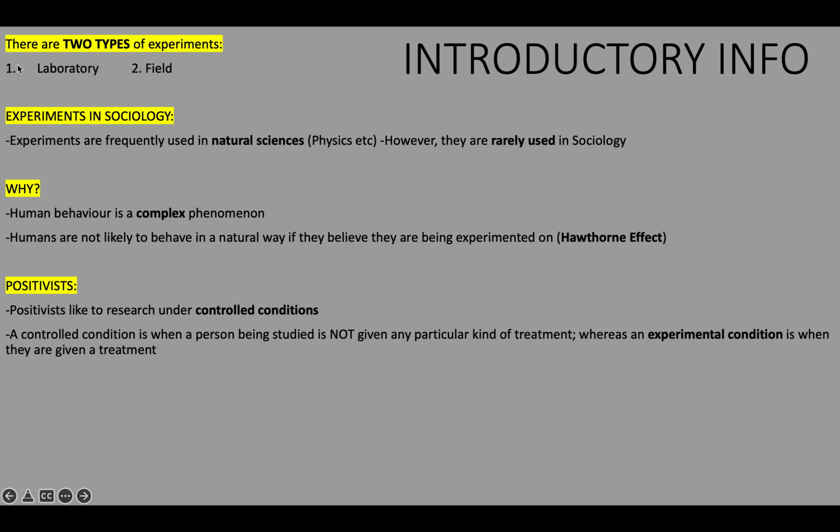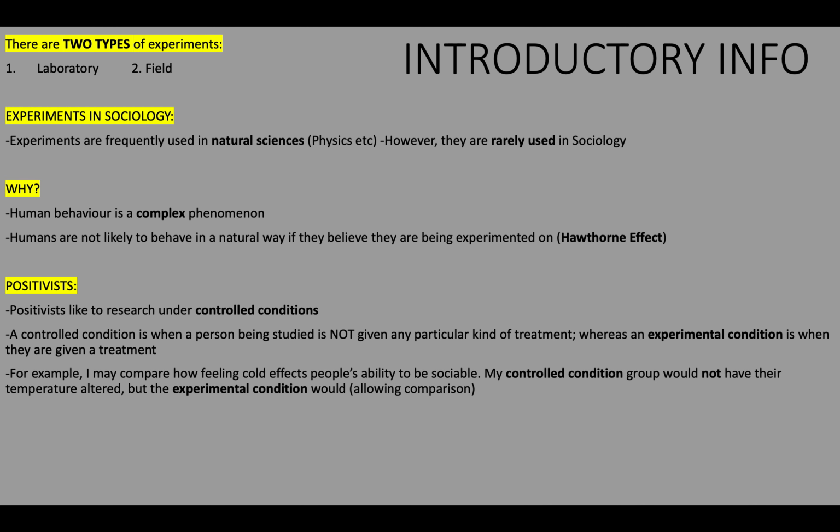A controlled condition is when a person or a group being studied is not given any particular kind of treatment. In an experimental condition, they are given treatment. I've got an example here to make it a little bit easier. For example, I may compare how feeling cold affects people's ability to be sociable. So my controlled condition group, say I was researching 3 people, would not have their temperature altered. But the experimental condition would, and that allows me to then compare how it might impact sociability.